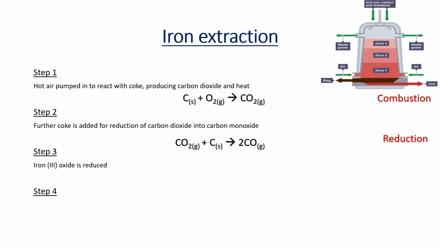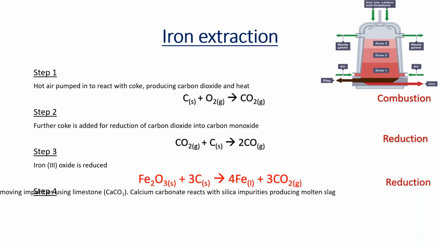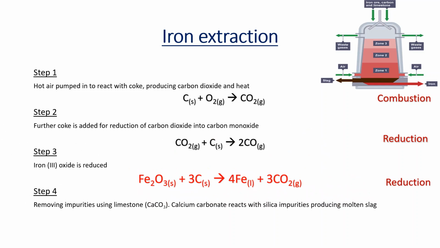The third step is where we actually obtain the iron. Iron 3 oxide is reduced using pure carbon to give iron and carbon dioxide, and this is the second reduction reaction. The final step is the addition of limestone to remove impurities. As I mentioned, calcium carbonate, limestone, thermally decomposes to calcium oxide, which reacts with the impurities to form molten slag, so this molten slag can be used for other things, like I said, in infrastructure, making roads, for example, and this is the chemical equation which follows. This is the neutralization reaction.